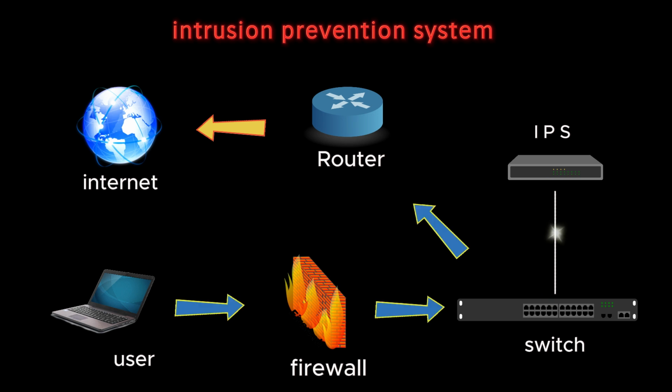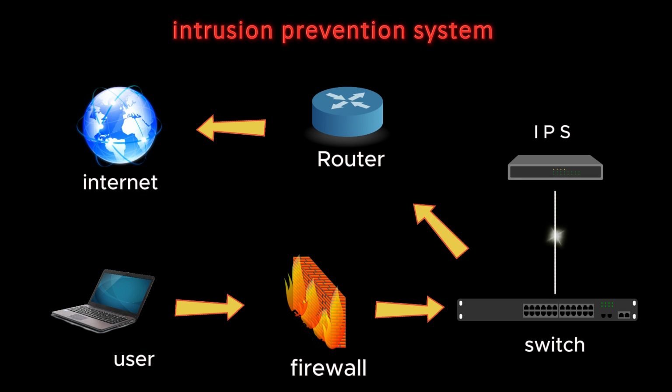The detection method employed may be signature or anomaly-based. Predefined signatures are patterns of well-known network attacks. The intrusion prevention system compares packet flows with the signature to see if there is a pattern match.